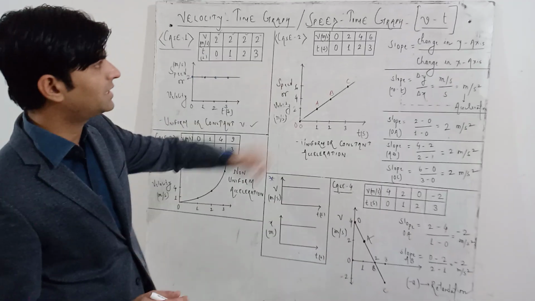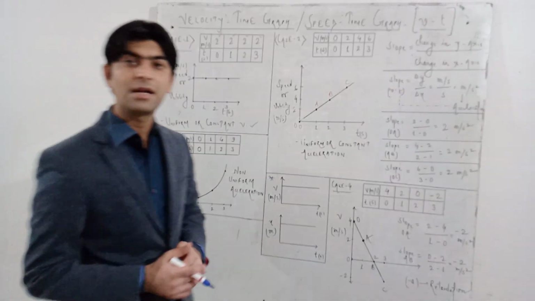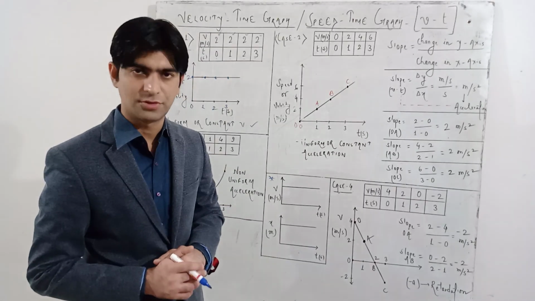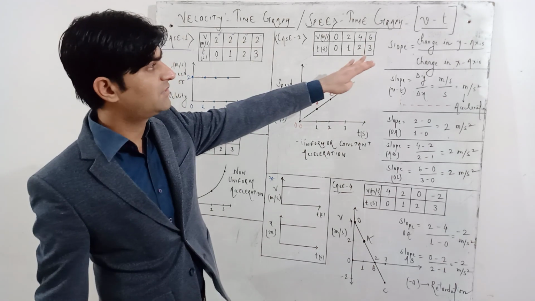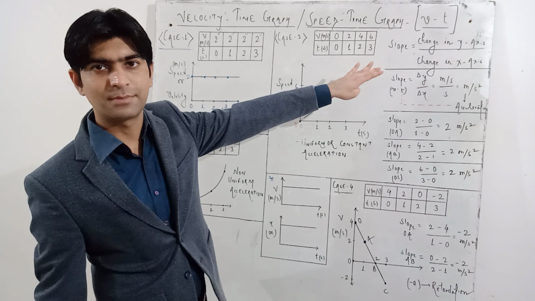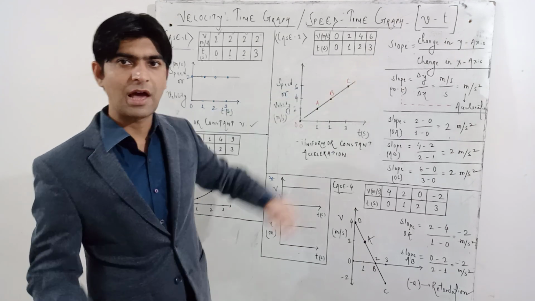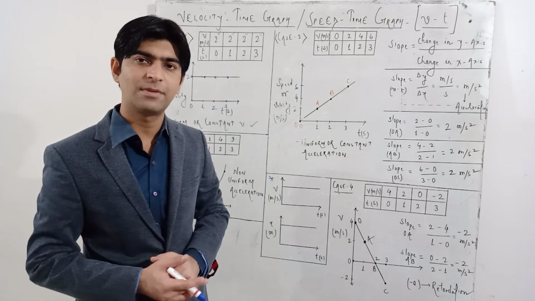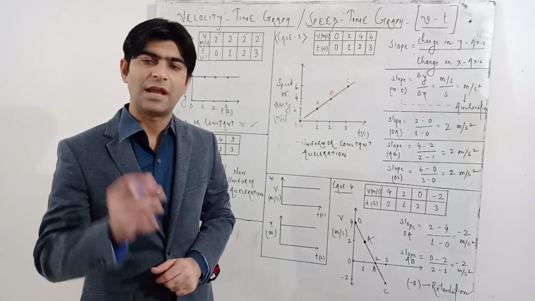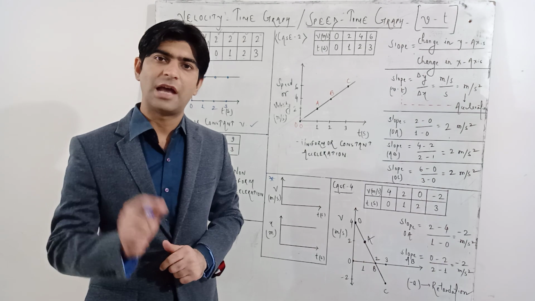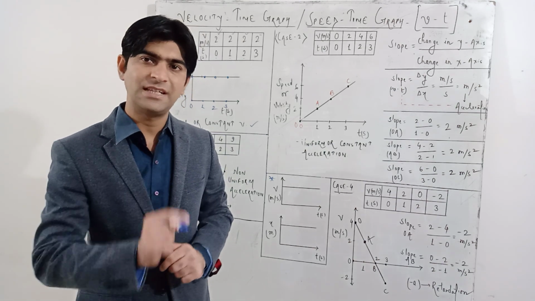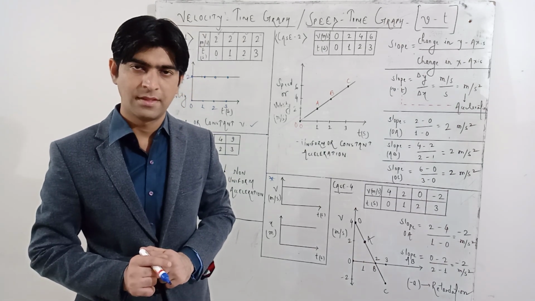Okay, coming to the second graph. In the last class we had a discussion on the calculation of slope also. You must remember how to calculate the slope. The basic formula for slope is change in y-axis upon change in x-axis. We calculated the slope for position time graph and saw that if you calculate the slope of a distance time graph, you will get speed. If you calculate the slope of a displacement time graph, you will get velocity.